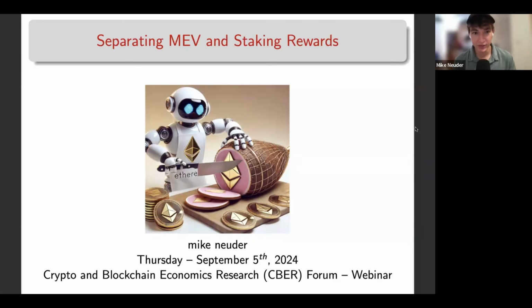Yeah, as Cam mentioned, I'll be talking about separating MEV and staking rewards. So this is from the perspective of Ethereum validators, who are the participants in the Ethereum consensus mechanism. How can we decouple these rewards? How do we think about them in terms of both the micro level decisions validators make and the macro around the ETH asset? So yeah, let's just jump right in.